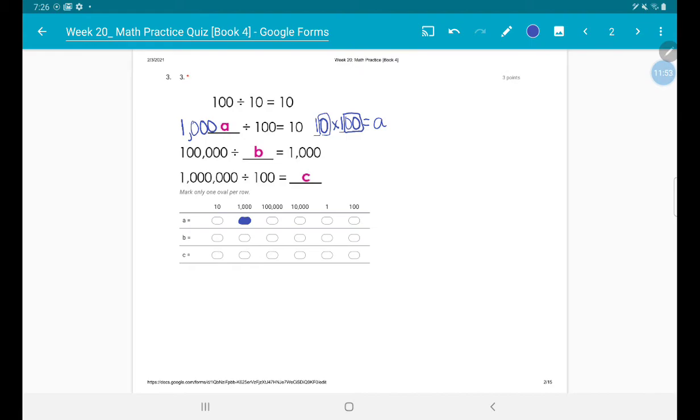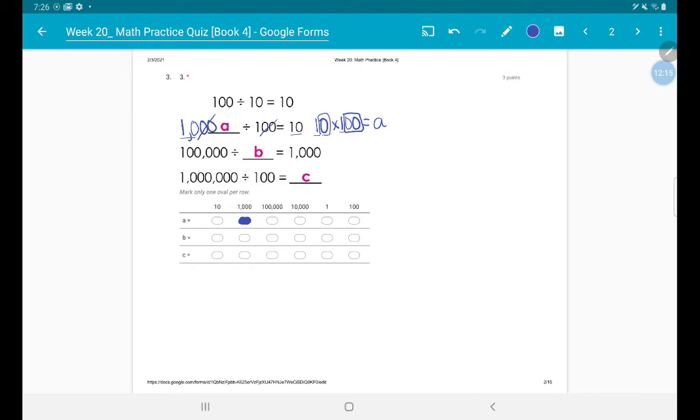I can also think of the zeros as canceling each other out. So looking at this problem, I've got 2 zeros and 2 zeros that would cancel each other out. That leaves me with 10, which is the same thing that I have as my product.